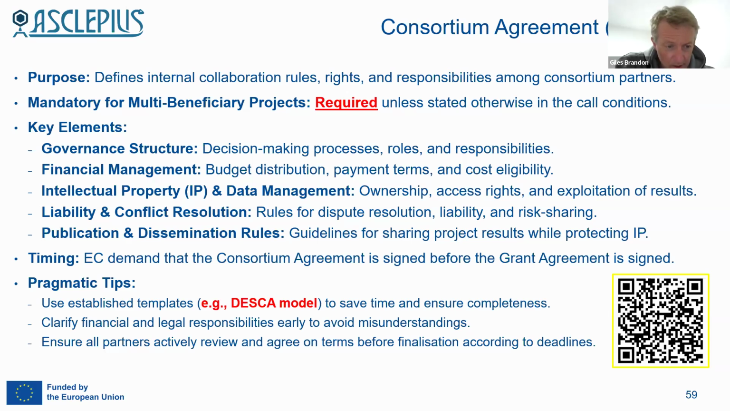Clarify financial and legal responsibilities early to avoid misunderstandings. Ensure all partners actively review and agree on terms before finalization, according to deadlines. So if you're the one leading the consortium agreement negotiations, you'll have to send out a first draft to the partners. Make sure you probably ask them to add certain information. Make sure you give a deadline. Probably only give, say, 2 weeks at most. And you have to do follow-up, because otherwise this negotiation process can drag on for months.